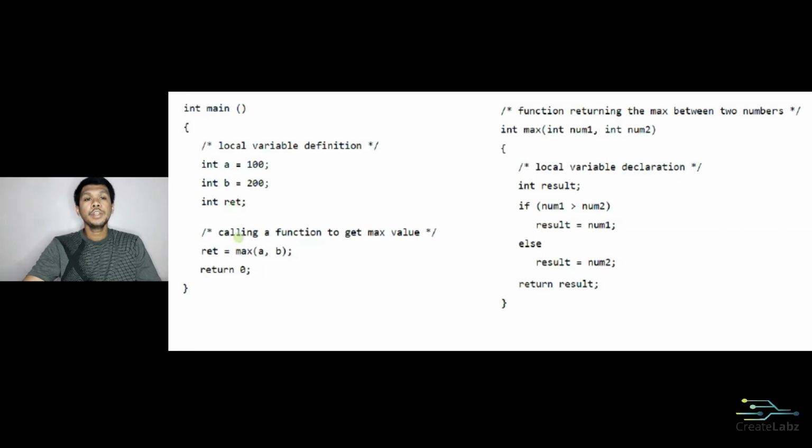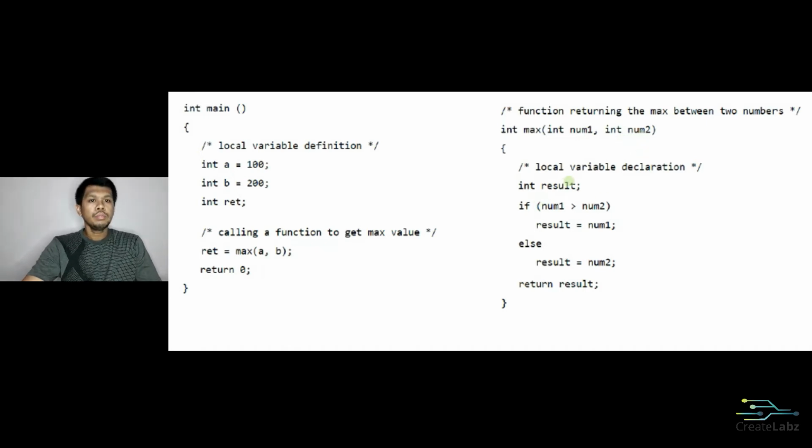This is how we call a function. We just call the function name, which is max, and then include the parameters in the parameter list, which are a and b. So when you call max, the code execution will jump here, and then a will be passed to num1, b will be passed to num2. Now num1 has a value of 100 and num2 has a value of 200.